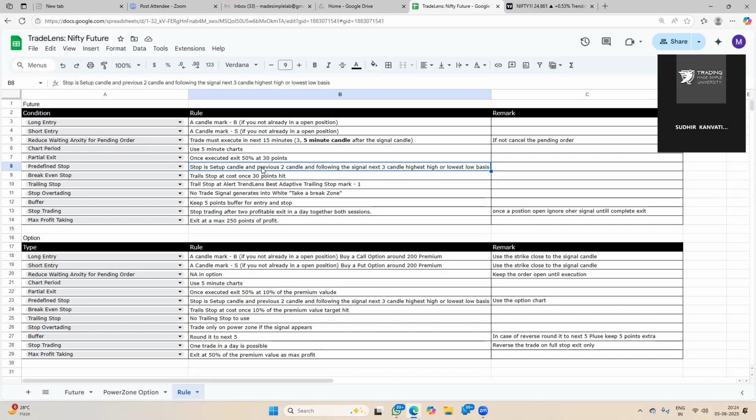Correct. So the next question is: I have an entry, my first target of 30 points didn't hit, my stop loss is also not hit. The trade is not actually giving me a result. Is there anything I can do? Yes, you can. You have to use the trail stop loss, right? It is clearly written here: trail stop at alert trendline based adaptive trailing stop Mark 1. What does Mark 1 mean?